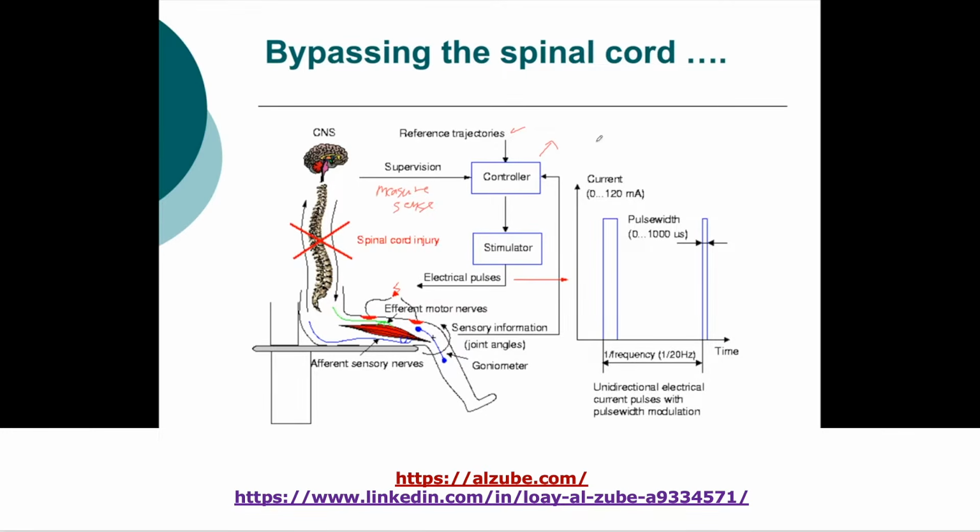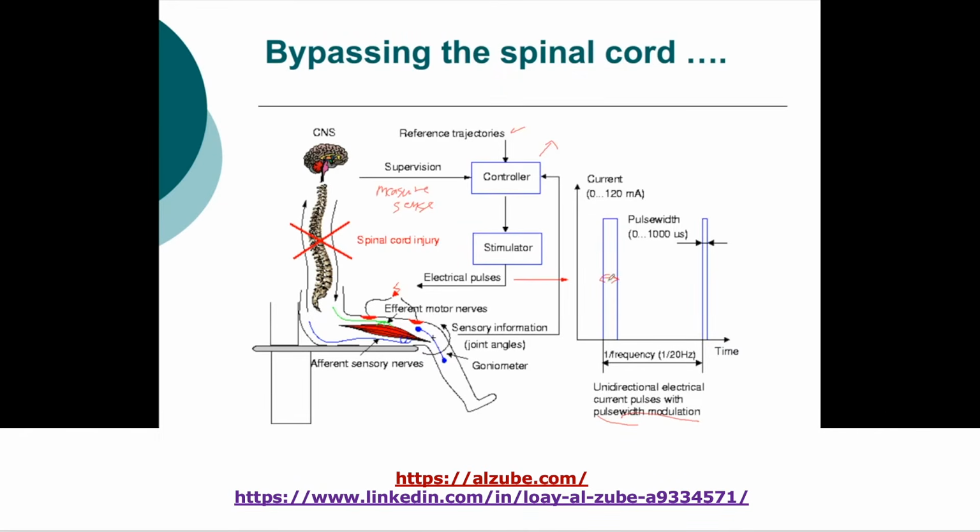Now, you need to send a signal here as an electrical pulse to stimulate the muscle. And we have something called unidirectional electrical current pulse width modulation, which means that if you want to have a strong reaction, or a muscle contraction that is larger than the previous one, you can make the pulse width larger. That's what we call pulse width modulation. So the pulse width of your signal will decide how strong or weak the contraction is.